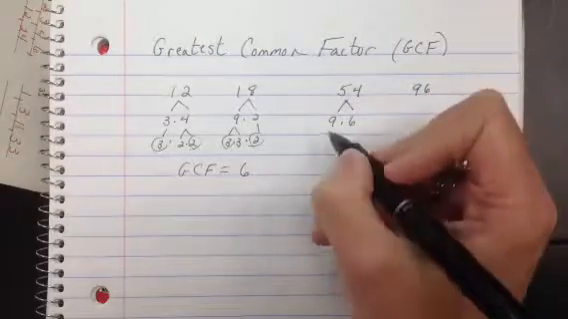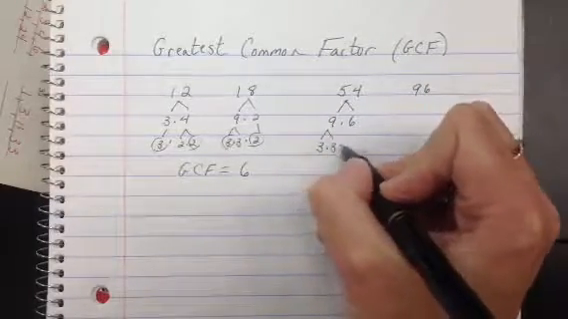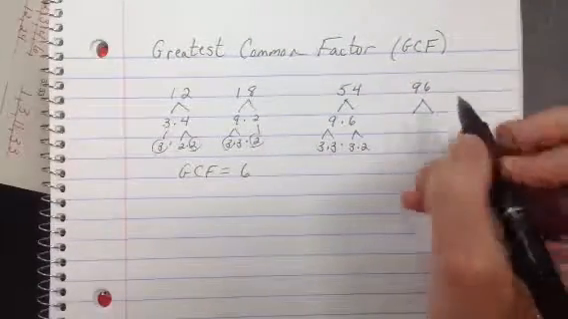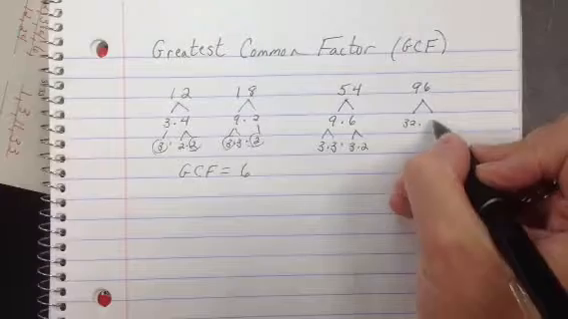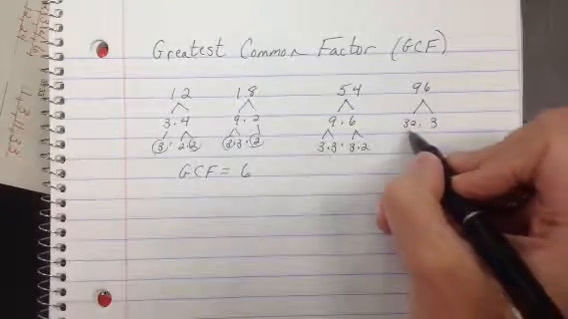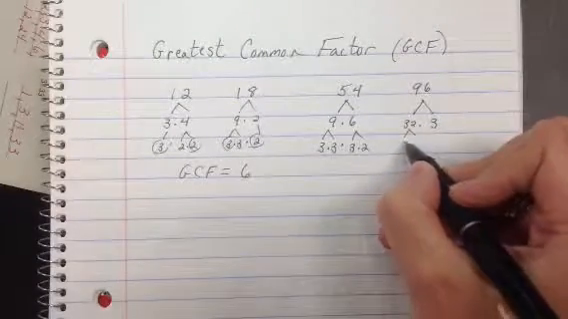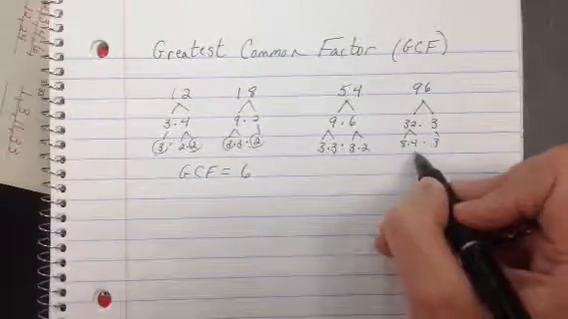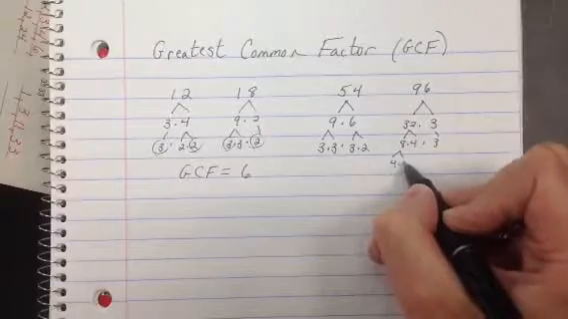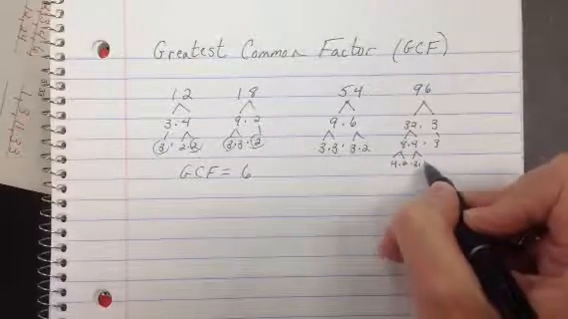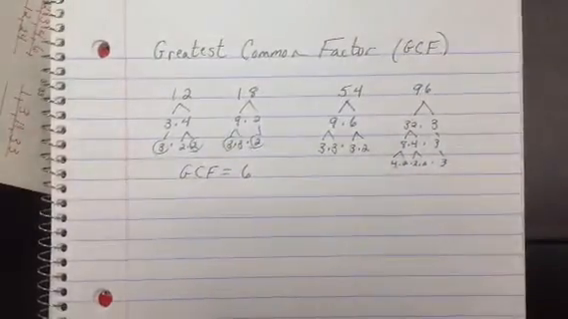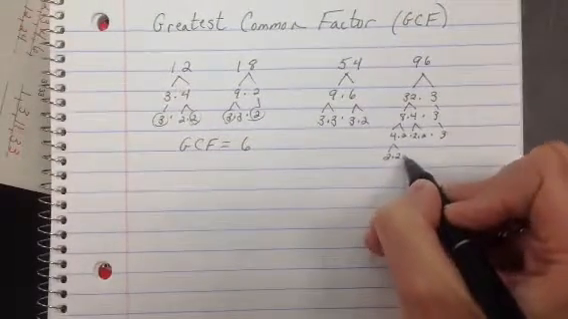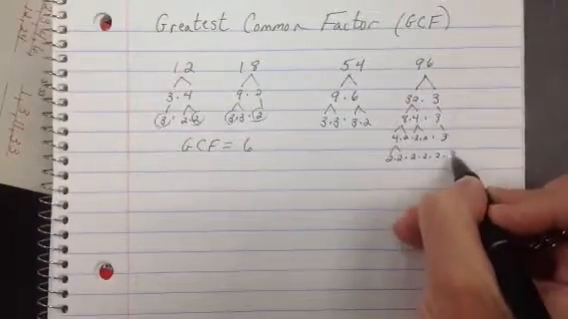6 times 9 is 54. This would be 3 times 3. This would be 3 times 2. For 96, why don't I do 32 times 3? 32 times 3, which would be 8 times 4 times 3. Okay, this one's a little bit more work. And then 8 is 4 times 2, and 4 is 2 times 2 times 3. Wow, that's getting to be some tree. And now I'm down here and I have 2 times 2 times 2 times 2 times 2 times 3.